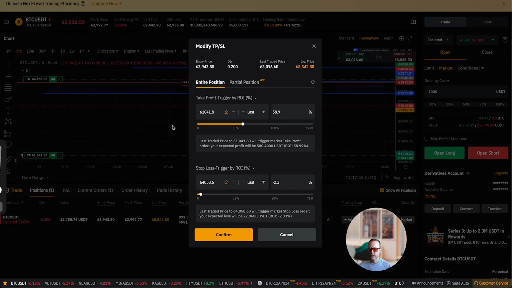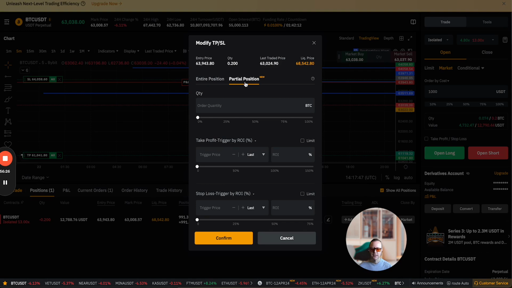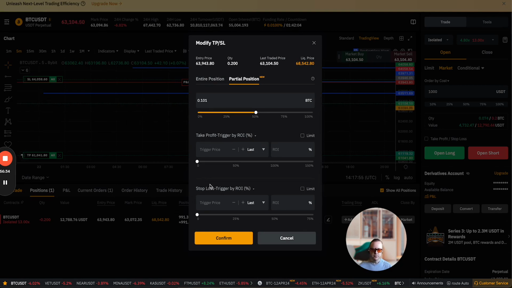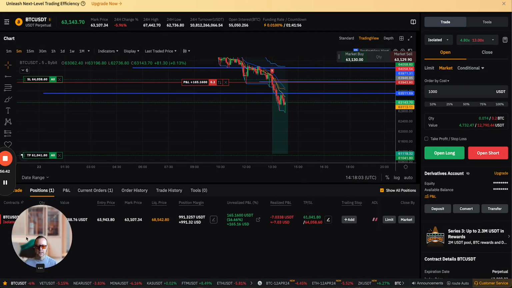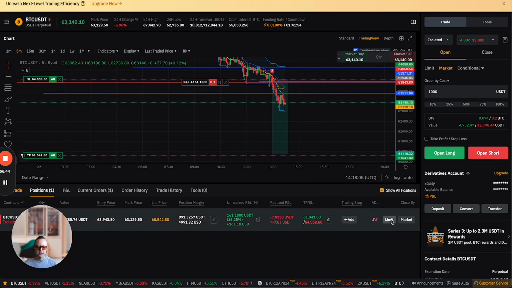Partial position, I didn't touch on in the video that didn't get recorded, but this allows you to take partial position. So if I want to take 50% at a certain number, I could. And then what it'll do is it'll just allow me to take partial positions, which is great. I could also set a limit order for that, right? We touched on limit order.